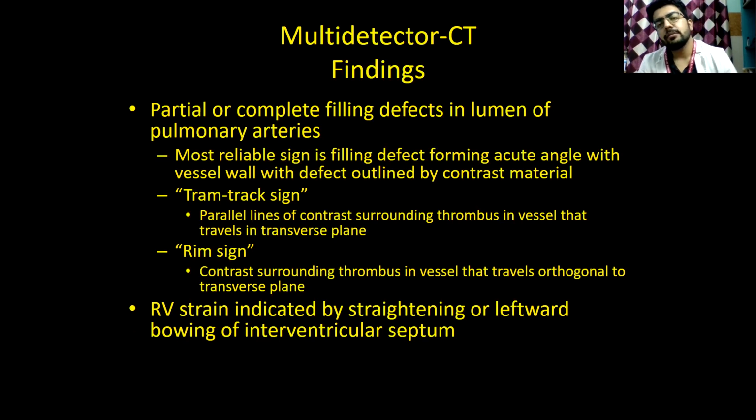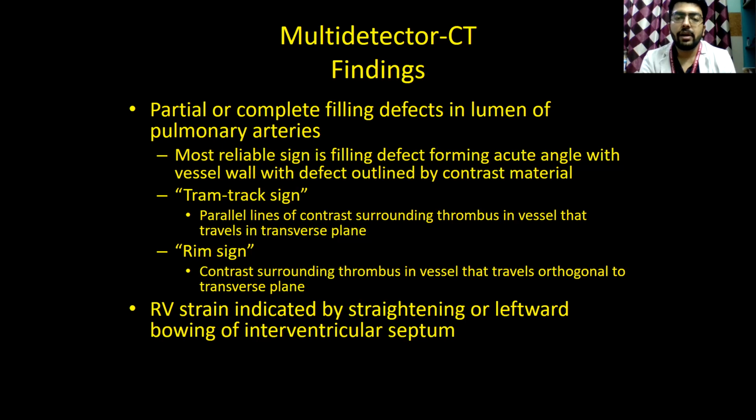So the findings we see in multi-detector CT are partial or complete filling defects in the lumen of pulmonary arteries. The most reliable sign is a filling defect forming an acute angle with the vessel wall, with the defect outlined by contrast material. Tram track sign is seen when there are parallel lines of contrast surrounding thrombus in a vessel that travels in the transverse plane. Rim sign is contrast surrounding thrombus in a vessel that travels orthogonal to the transverse plane, or polo mint sign.